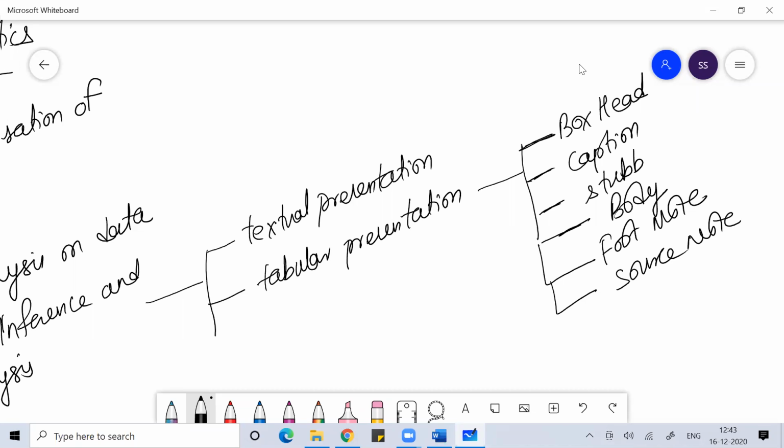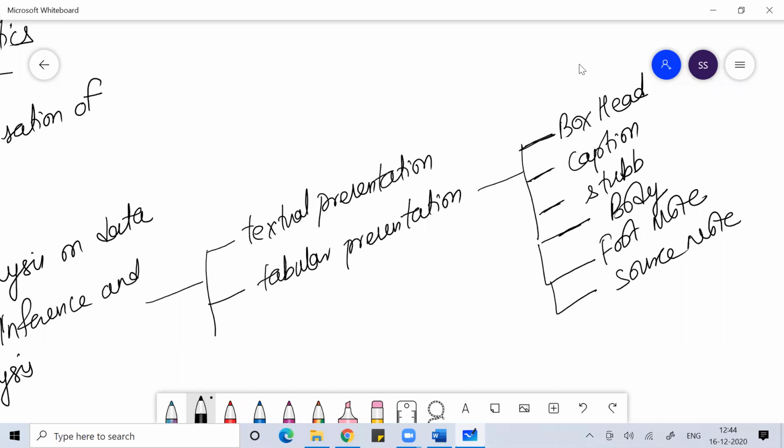While talking about tabular presentation of data, where we present the data in the form of a table, there will be a heading of the table, a heading of the column which is called caption, a heading of the row which is called stub, then the content which is kept under the body, and then we have a footnote. A footnote basically means that any terms in the body are explained there, and after that there is a source note.